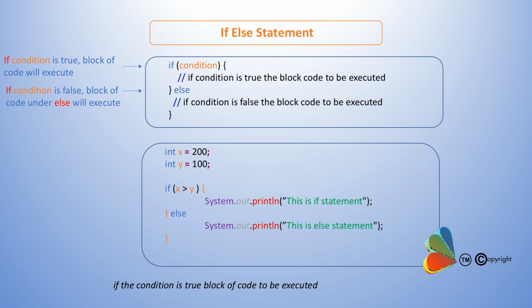If-else statement. X is integer and assign value to 100, and Y is integer and assign value of Y to 100. If X greater than Y, block of code under if statement will execute. Print. This is if statement. If condition is false, block of code under else will execute. Print. This is else statement.